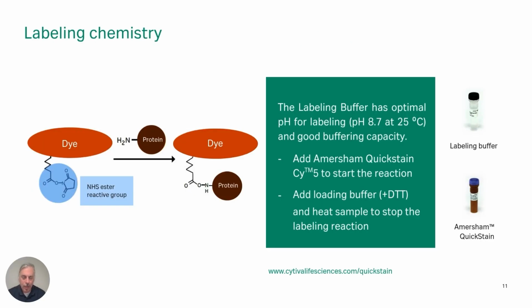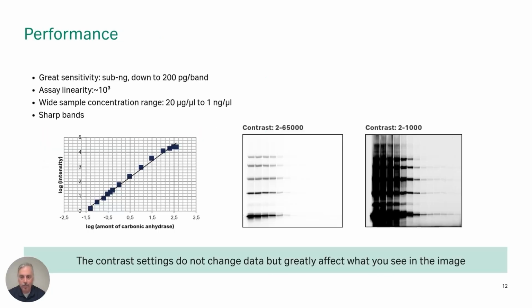So for the labeling we just mentioned, using this Cy5 label, you're going to use an NHS ester reactive group to bind the protein to the dye. And then you obviously need to have the correct pH, so there'll be a labeling buffer to keep it between 8 and 9. You can see that there. Then we're going to use this QuickStain Cy5 to start the reaction, and then to terminate it. That reaction could take 5 minutes in a quick protocol, or up to 30 minutes, depending on the end goal of your study. To terminate the reaction, you just add the loading buffer with dithiazolidine in there and heat the sample, and that will stop the labeling reaction.